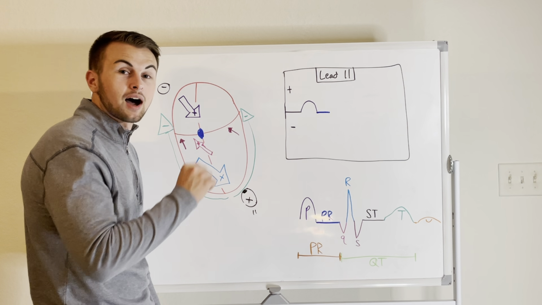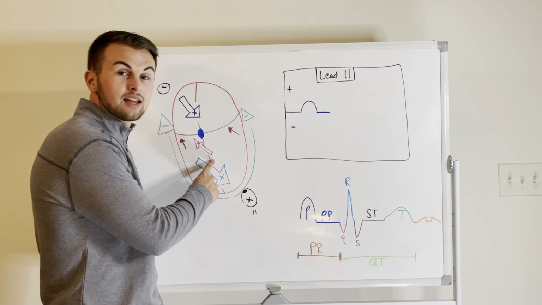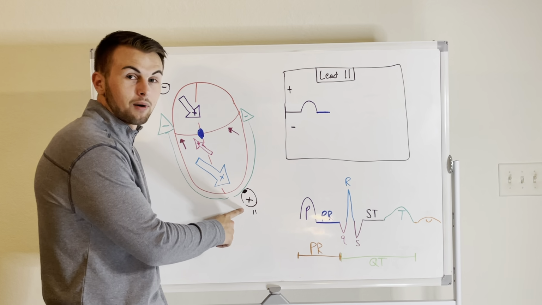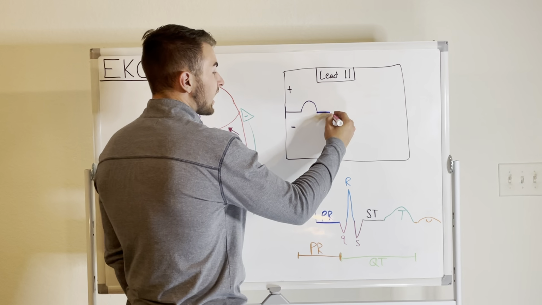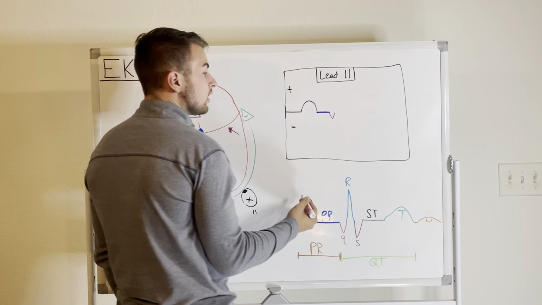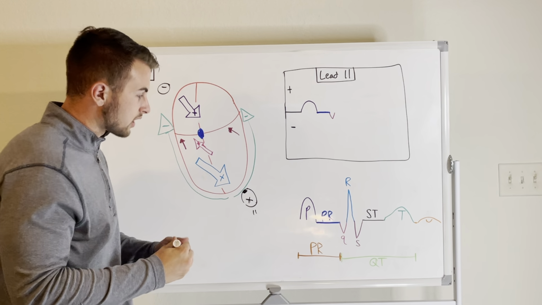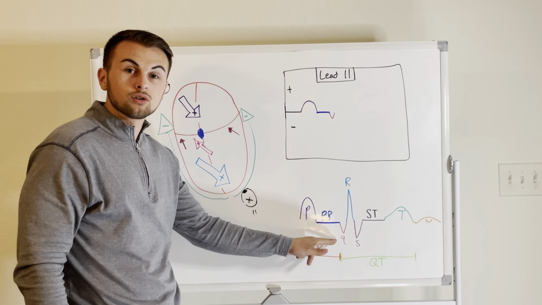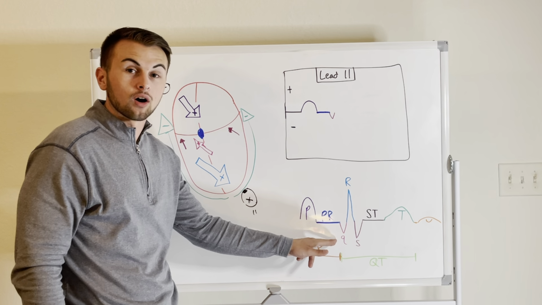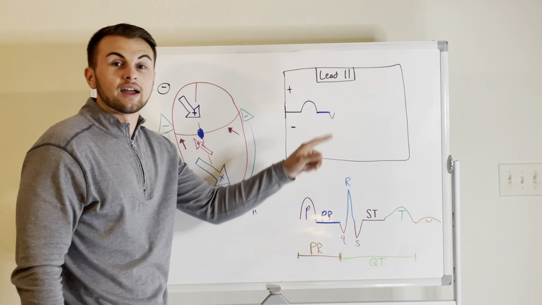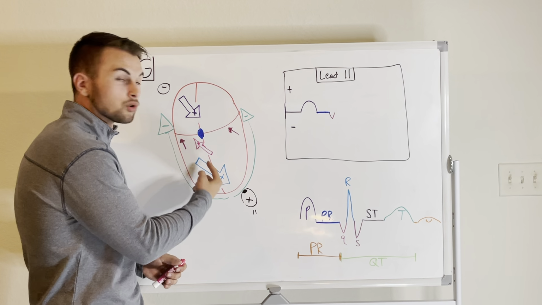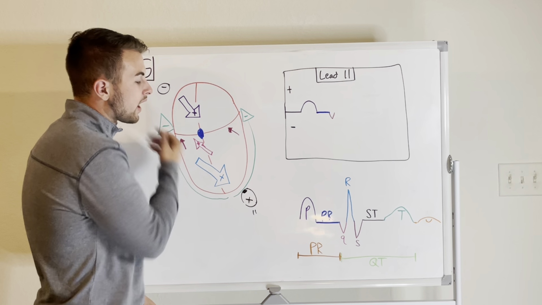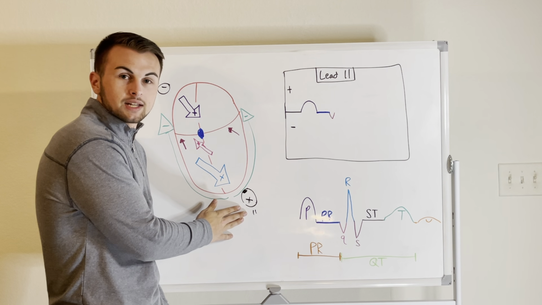Remember, this positive vector, this pretty lady, is heading away from our positive electrode. So how is he going to feel? He's going to feel sad. He's going to feel negative. This is why we have a negative deflection, which is called a Q wave. We now know that the Q wave is due to the interventricular septal depolarization away from our positive lead.